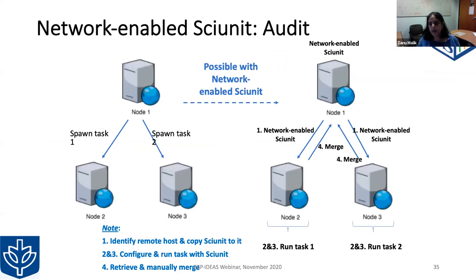Now in high performance computing, we need network-enabled SciUnit. A network-enabled SciUnit traces the application on the leader node and each of the follower nodes, and it audits both content and messages, which are exchanged between the leader node and the follower nodes. Currently, the audits are merged manually. What I mean is that the audit on each independent node is brought to the leader node, where we merge the network exchanges. So the step of just bringing the audited content is manual.